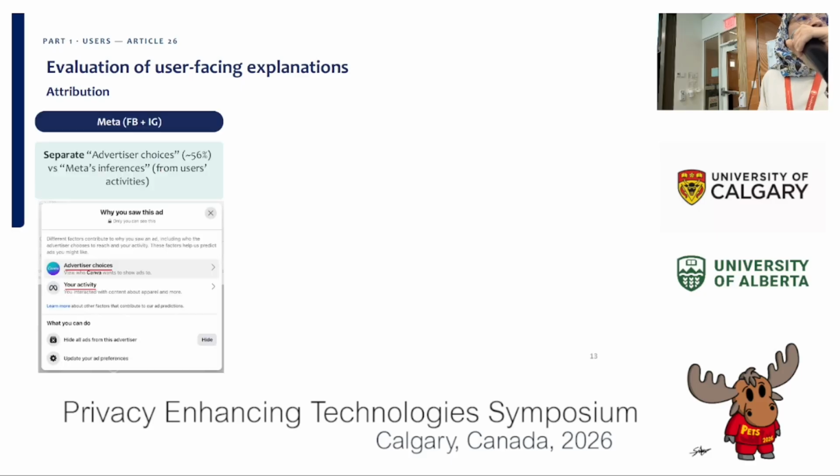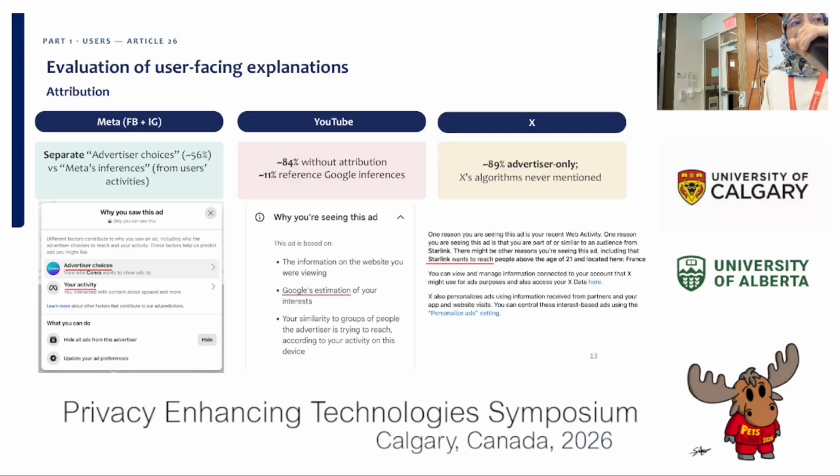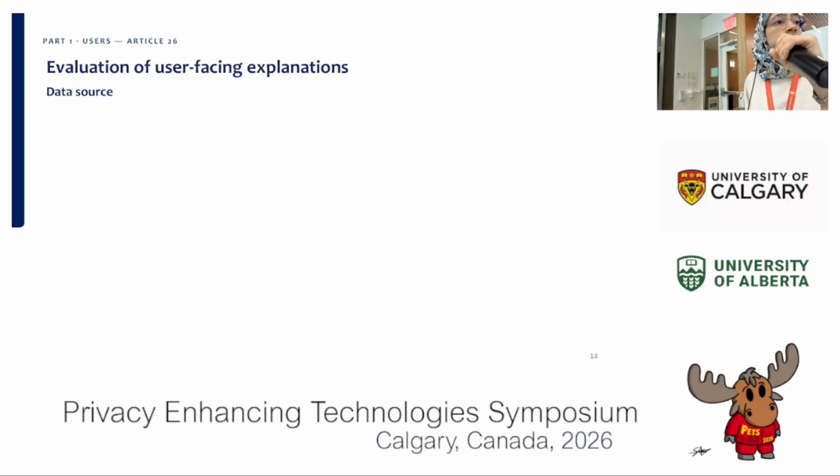For attribution, we found that Meta is the only platform that separates advertiser choices from Meta inferences. On YouTube, most of the ad explanations do not clear up who made the targeting choices. And on X, most of the targeting is referred to as advertiser choice, while the X algorithm is rarely mentioned.